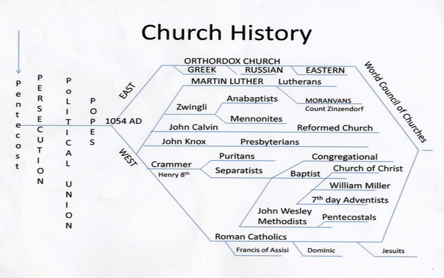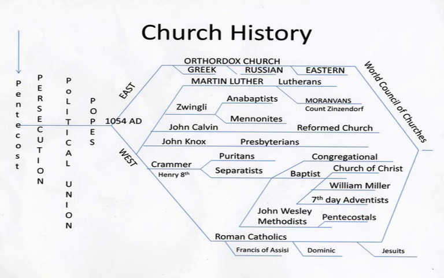The Moravians split off of the Lutherans with Count Zinzendorf. Some other great leaders of the Protestant Reformation was Zwingli. From Zwingli came the Anabaptist movement, and also the Mennonites. Another great leader, John Calvin, who founded the Reformation Church, the Reformed Church. Then we have another great leader, John Knox in Scotland, founding the Presbyterian Church.